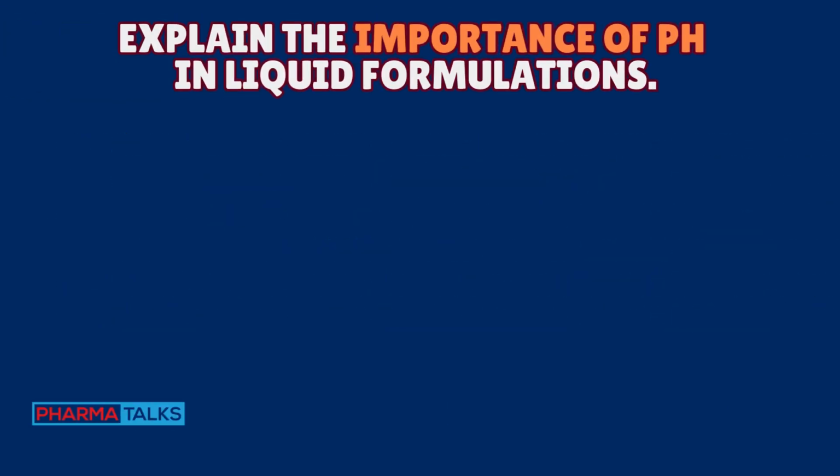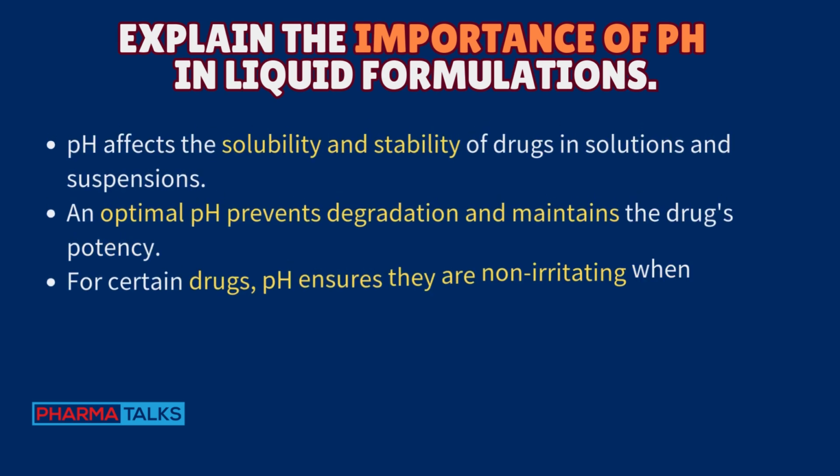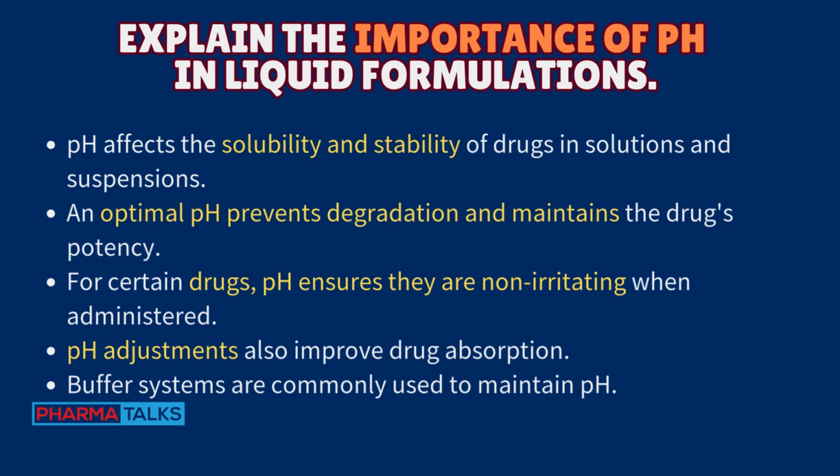Explain the importance of pH in liquid formulations. pH affects the solubility and stability of drugs in solutions and suspensions. An optimal pH prevents degradation and maintains the drug's potency. For certain drugs, pH ensures they are non-irritating when administered. pH adjustments also improve drug absorption. Buffer systems are commonly used to maintain pH.